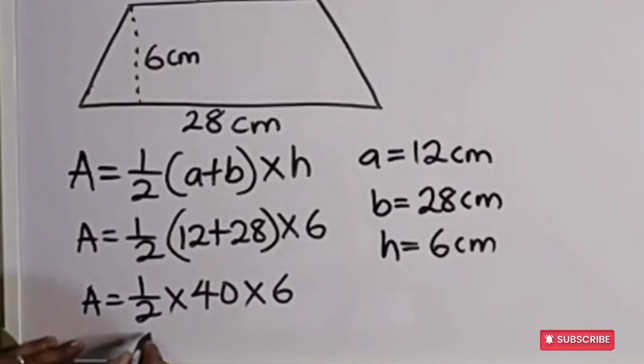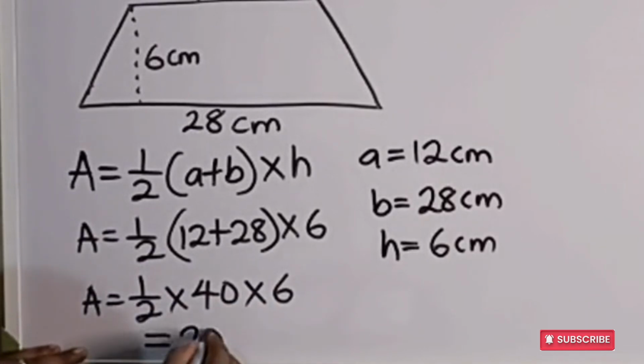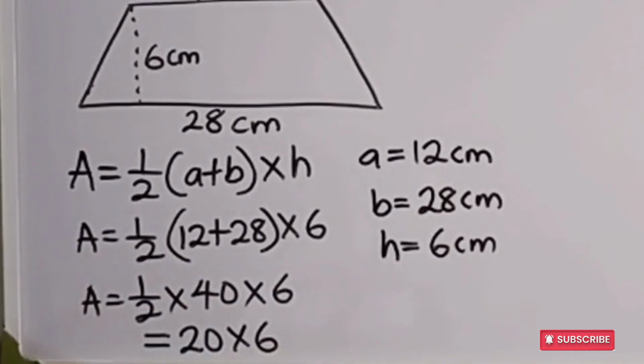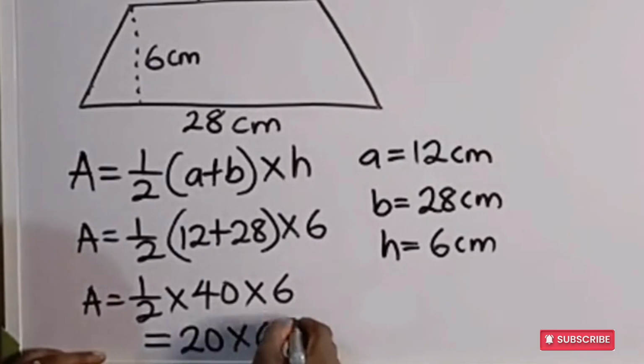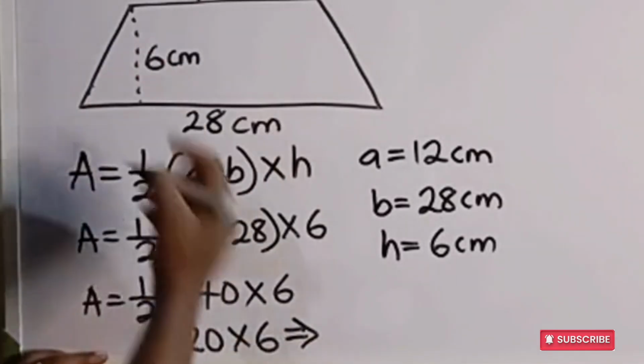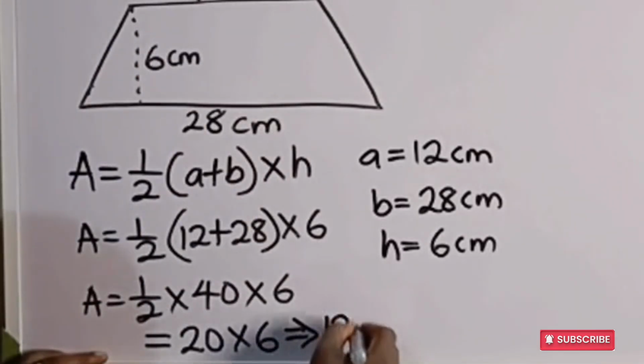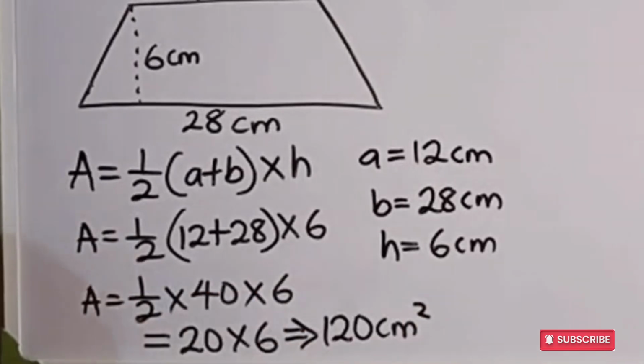Half times 40 is going to give us 20. So we have 20 times 6. Half times 40 is the same thing as half of 40, which is 20. And then 20 multiplied by 6 is going to give us 120. So the area of this trapezium is 120 centimeter square. That's the area of this trapezium.